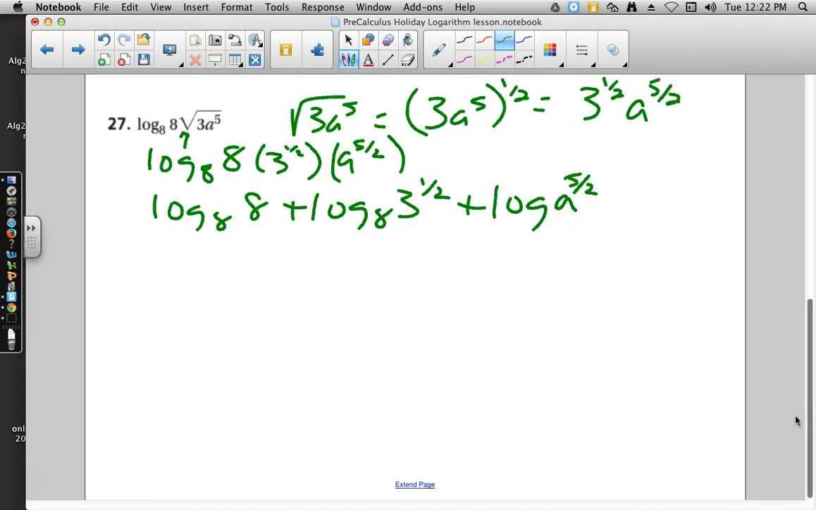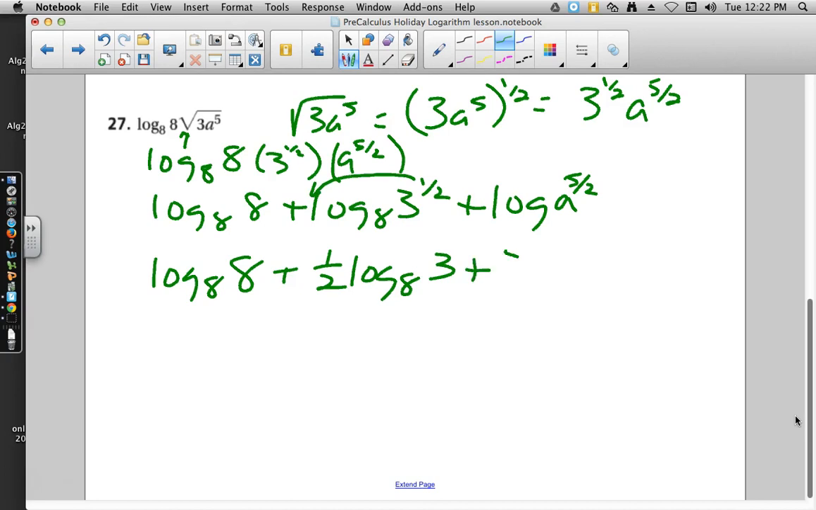I have powers being raised to a power here. Remember, we're talking about exponential situations that we're raising to a power. So this one I'll leave alone, but I need to bring those exponents out in front of each of these terms to change those powers into multiplication, raising a power to a power. Oh, forgot my little 8 here on this one.